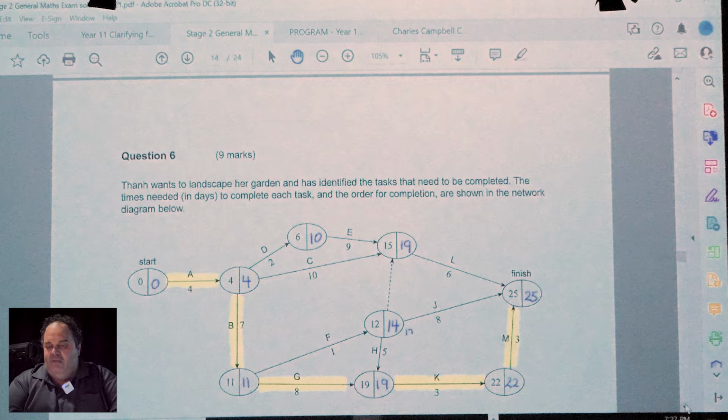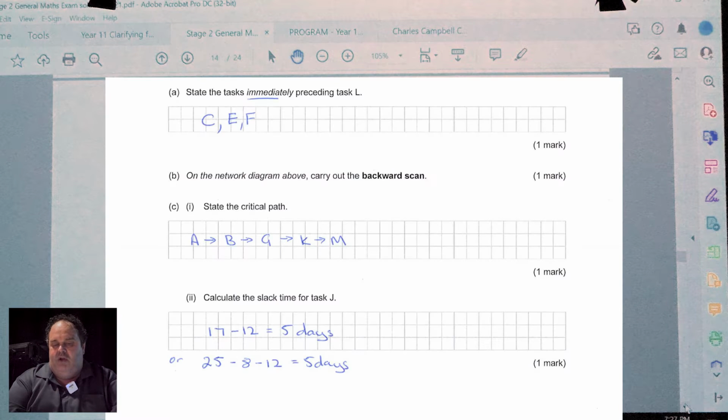Calculating the slack time, because of the way I do my backward scan, I work out all the possible values for the latest starting times. So I'd have earliest starting time 12, latest starting time 17. So 17 take 12 gives me my 5 days.